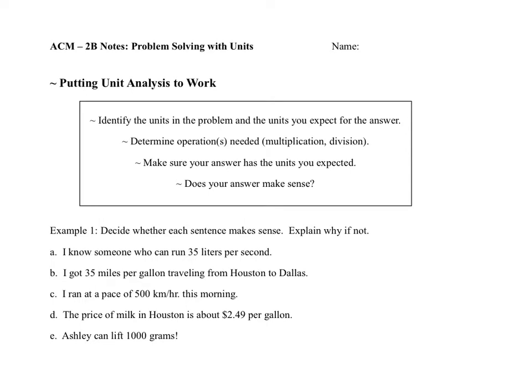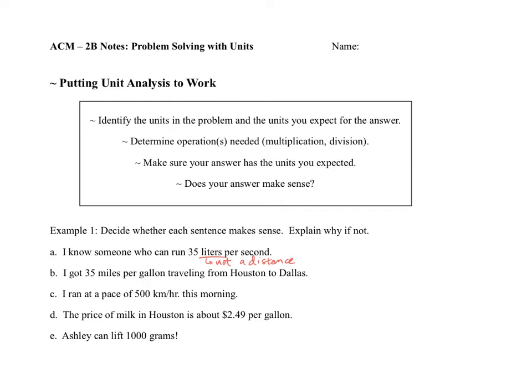Well, we're just going to see if these sentences make sense. And I think this first sentence here for part A might be my most favorite sentence in the entire course. I know someone who can run 35 liters per second. That makes no sense whatsoever because liters is a measure of volume. And most people know that liters is some sort of measure for how much you're drinking. Maybe you've heard liter cola from Super Troopers, but this is not a distance, and that makes it a problem.